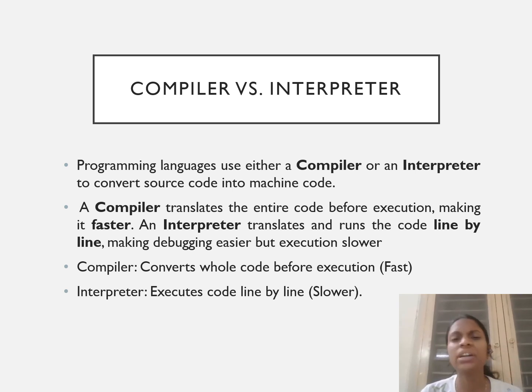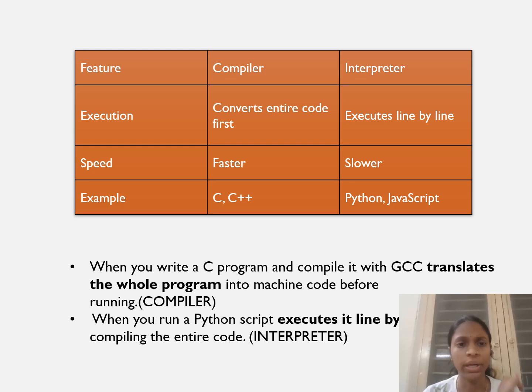There are some advantages and disadvantages in both of them. So, in short, we'll say that a compiler converts the whole code before execution, right? And the interpreter executes code line by line. So, it's a little slower than the compiler, as you know. So here are the differences between the compiler and the interpreter. Speed, example, right?